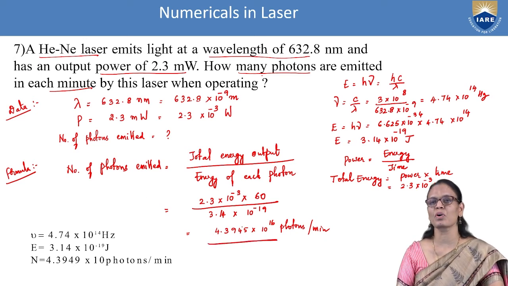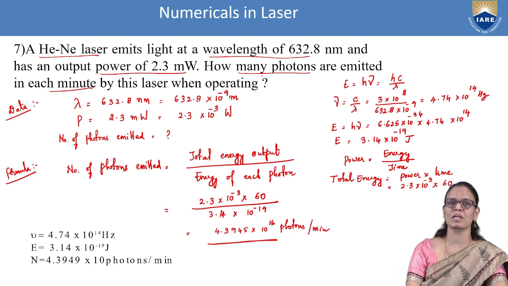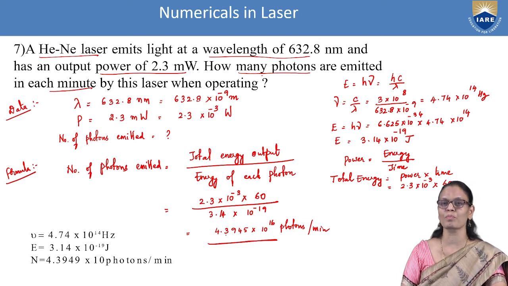So the number of photons emitted per minute is given because they are asking how many photons are emitted in each minute. So 4.3945 into 10 power 16 photons per minute.